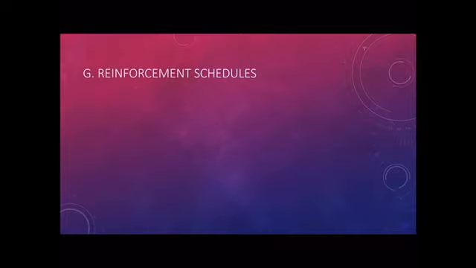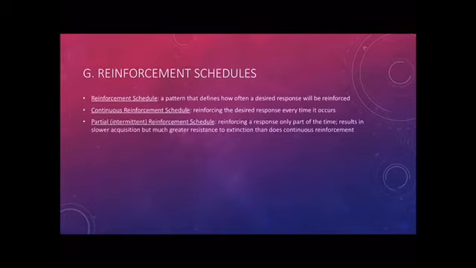Reinforcement schedules. This is the first type of test question that people most frequently miss on this exam. A reinforcement schedule is a pattern of how often a response is reinforced. You can either partially reinforce something or continuously reinforce something. Continuous reinforcement is you get a reward or reinforcement every single time you do the desired behavior. So every single time you make your bed, you get money for it.